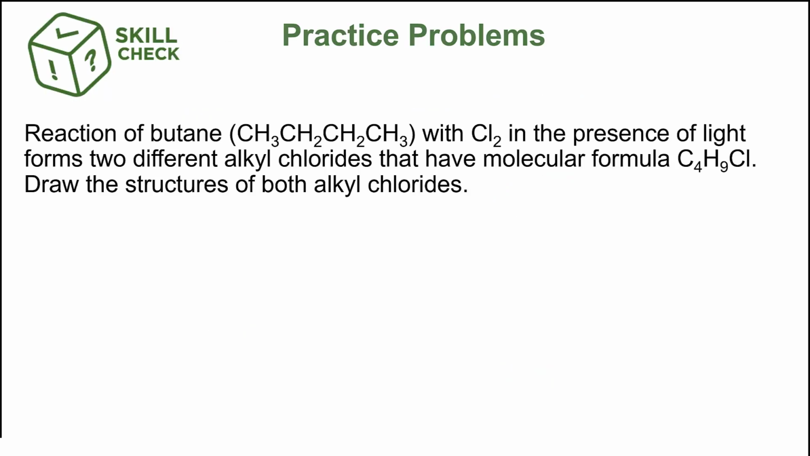For this problem, the reaction of butane with chlorine in the presence of light forms two different alkyl chlorides that have the same molecular formula of C4H9Cl. Draw the structures of both alkyl chlorides. Butane is a 4-carbon chain, which looks like this. We're going to react it with chlorine in the presence of light, which can also be written as hν.